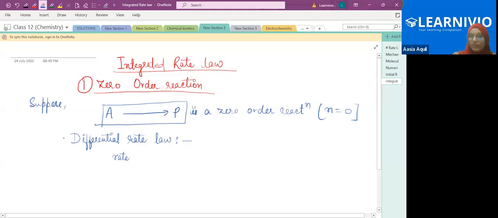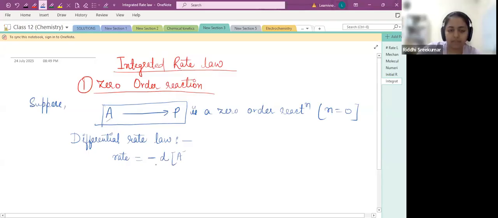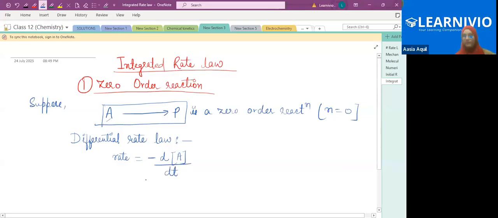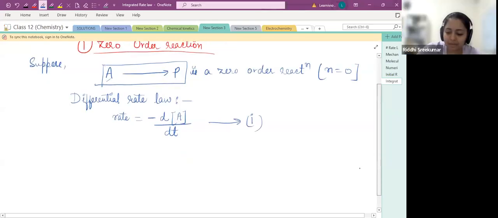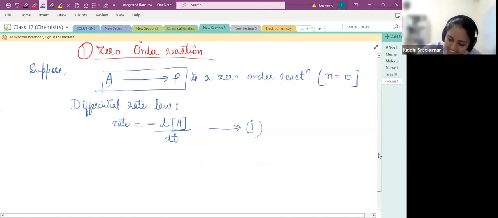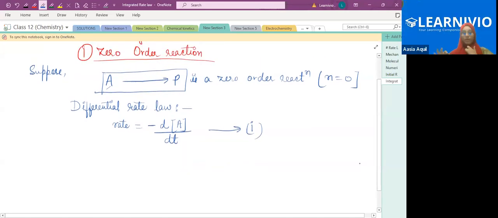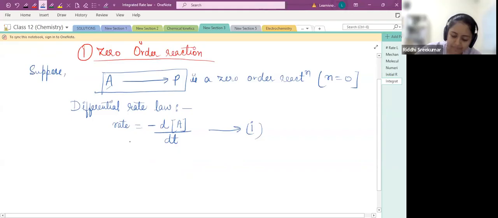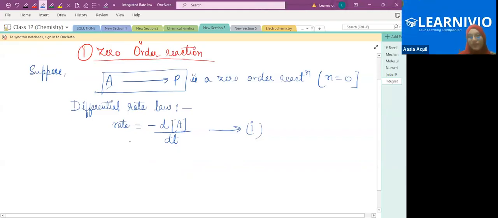Differential rate law. So just write down rate is equal to minus d upon the concentration. So it's A, a reactant, right? Rate is equal to minus d[A] upon dt. Mark it as equation number one. Just write down along with me because it's a very little bit of time. So rate is equal to minus the change in concentration of A with respect to time. Mark it as the first equation.